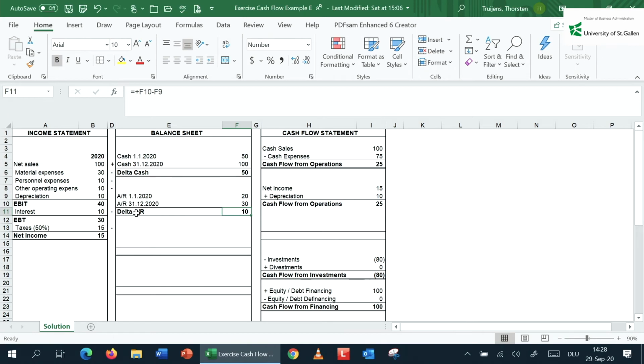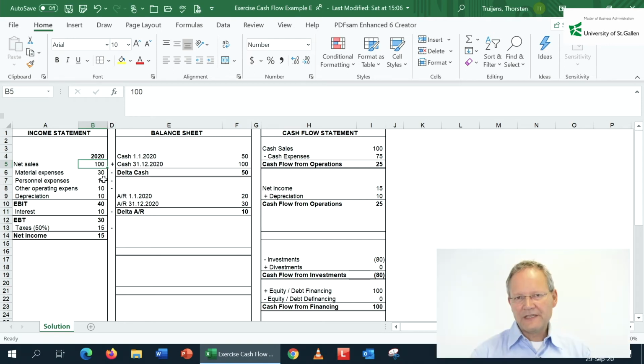Here comes my question. How much money, how many euros, did this company get in the year 2020 from its customers paying their invoices? How much money did we get in 2020 from our clients? That's my question. What I'm not asking you is how many invoices we sent out. I know that we sent out invoices for 100. That's not my question. My question is how much money you actually did get from your clients.